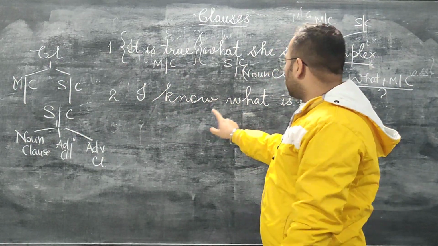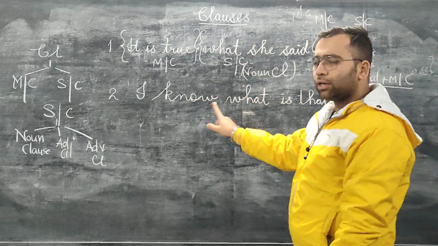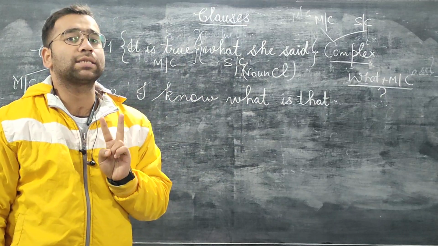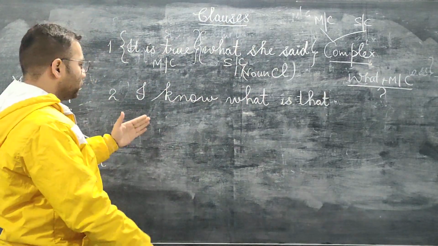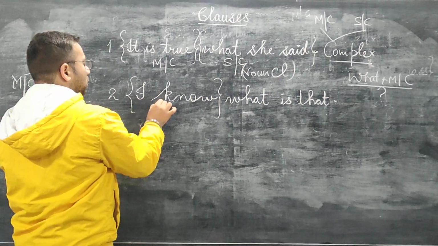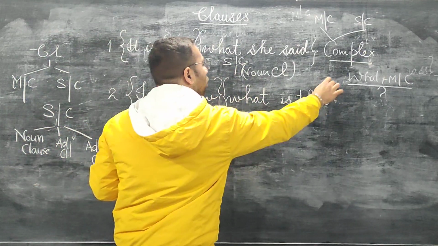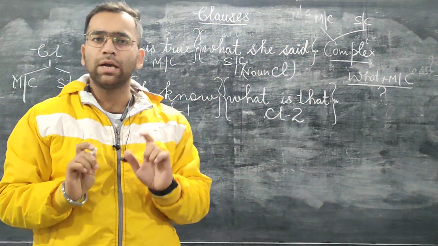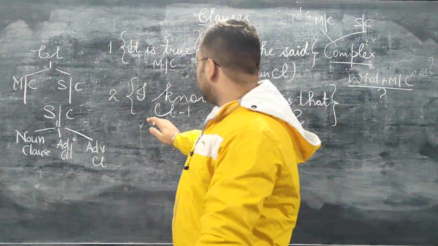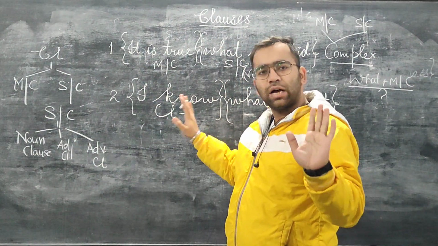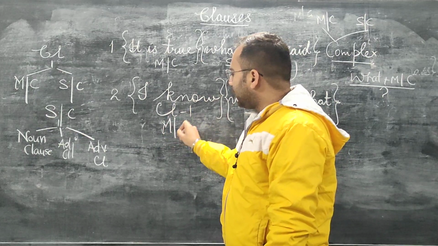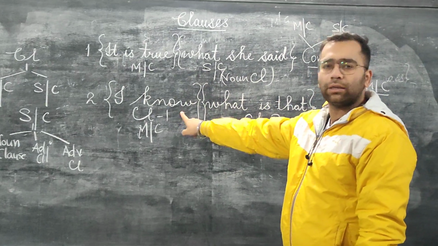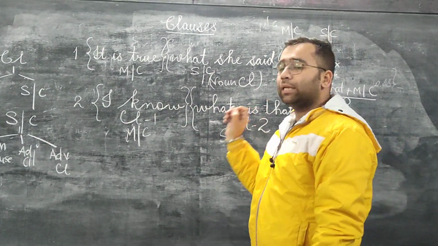Same question. I know what that is. First step, what is the first step? Divide the sentence. This will be your first part, this is clause 1. This will be your second part, this is your clause 2. Is that clear? Clause 1 and clause 2. I know is complete in itself. This will be the main clause. What that is depends on this part, that will be the subordinating clause.